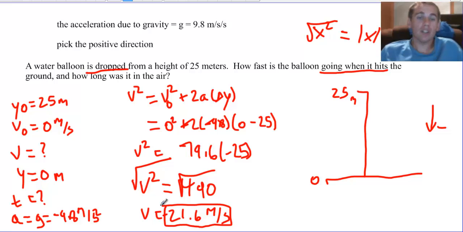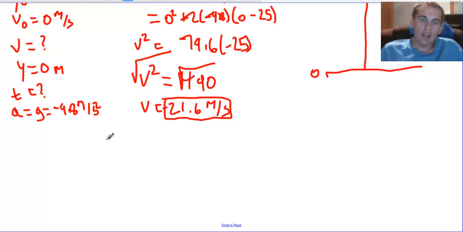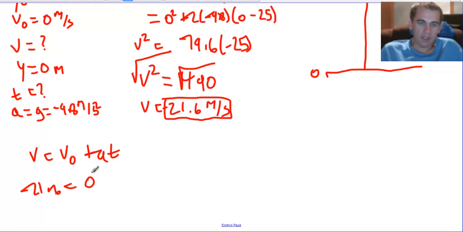Okay, I also wanted to know how long the balloon was in the air. Okay, and I can do that. All I have to do is say, okay, now I know an initial velocity, I know a final velocity. Now I can find time, because v equals v naught plus at. So negative 21.6 equals 0.